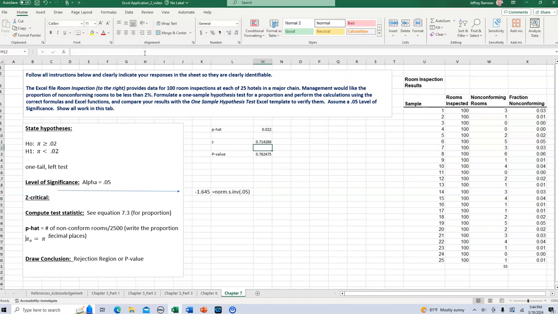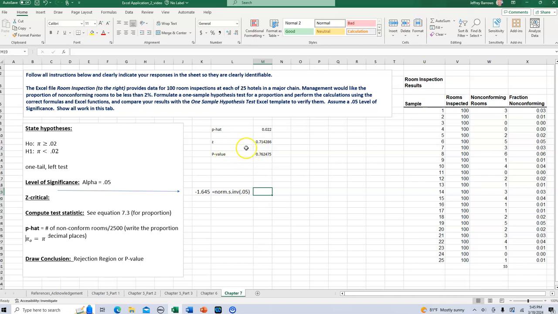And so when I hit enter, this is telling me my test statistic. And remember, when you're using a proportion, this is always going to be a z statistic, because you're using the standard normal distribution to find your p-value. So at this point, we know that the test statistic is 0.71.